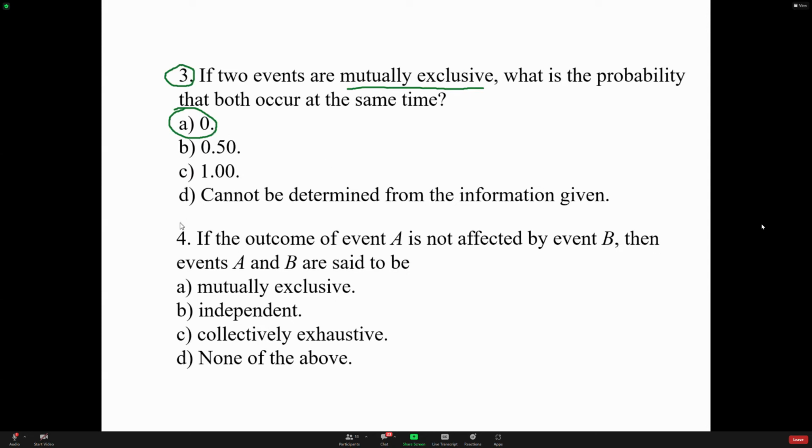Okay, number 4. If the outcome of event A is not affected by event B, then events A and B are said to be, yes, that's correct, independent. The outcome of one event is not affected by the outcome of another event. All right, I move on from here.